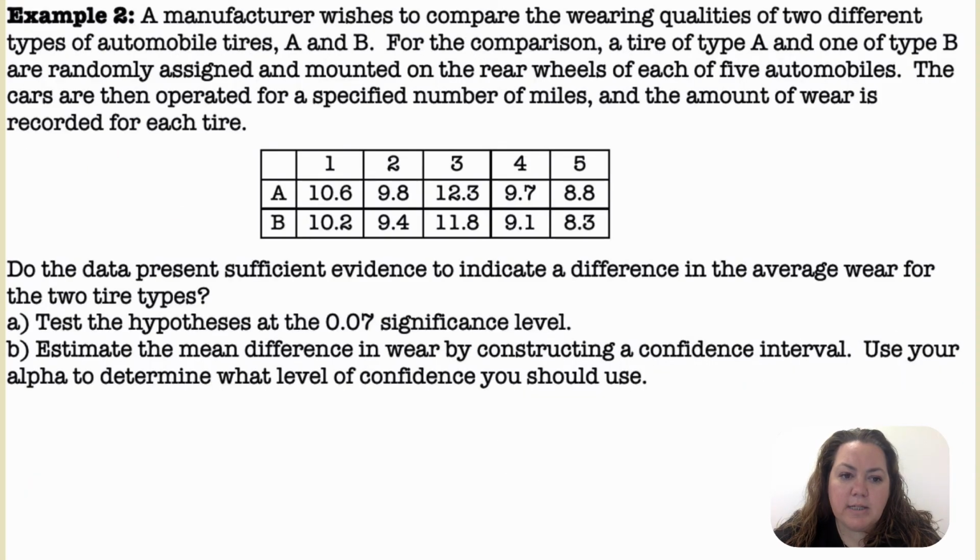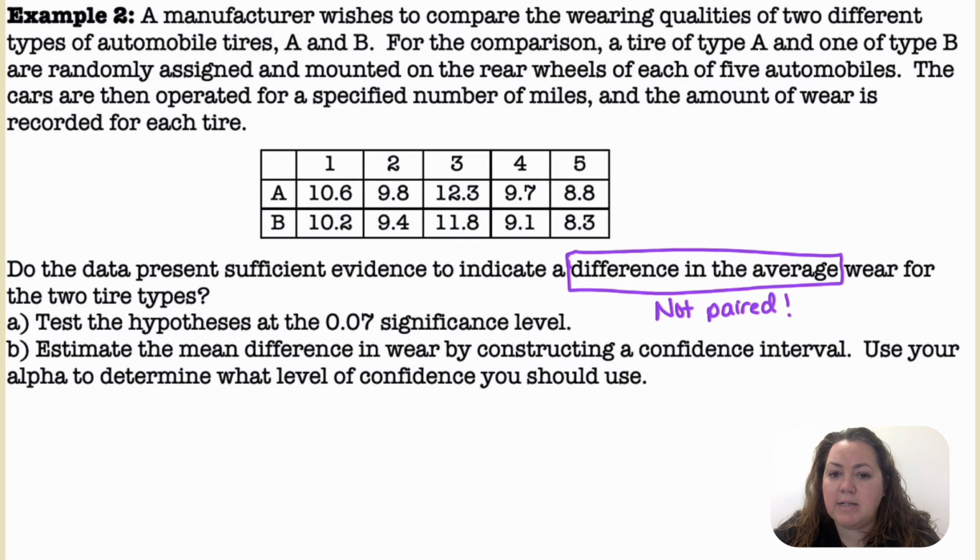All right, so this example: a manufacturer wishes to compare the wearing qualities of two different types of automobile tires, A and B. For the comparison, a tire of type A and one of type B are randomly assigned and mounted on the rear wheels of each of 5 automobiles. The cars are then operated for a specific number of miles, and the amount of wear is recorded for each tire. Do the data present sufficient evidence to indicate a difference in the average wear for the two types of tires? So this one actually is not a paired.